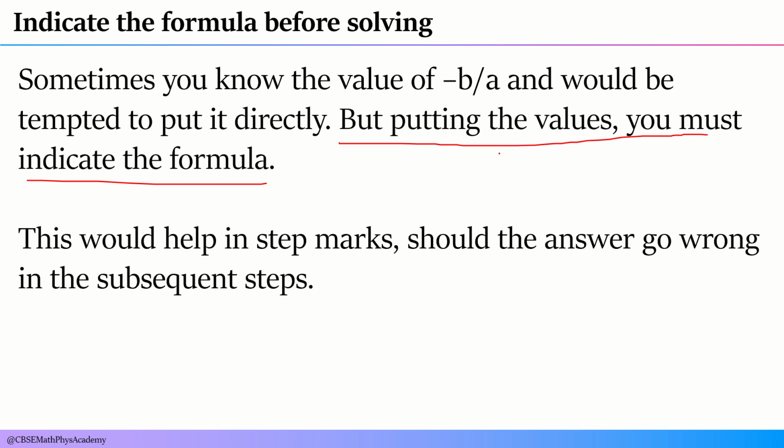This will give your examiner a clear indication that yes, the student knows the formula correctly. So should you go wrong in the subsequent steps somewhere, you will still get step marks for indicating the formula correctly. Say out of 1 mark, somewhere you go wrong in the calculation and the whole sum is wrong. Still, if you indicate the formula, you are eligible to get half a mark. So before you bring in the values, please mention the formula.